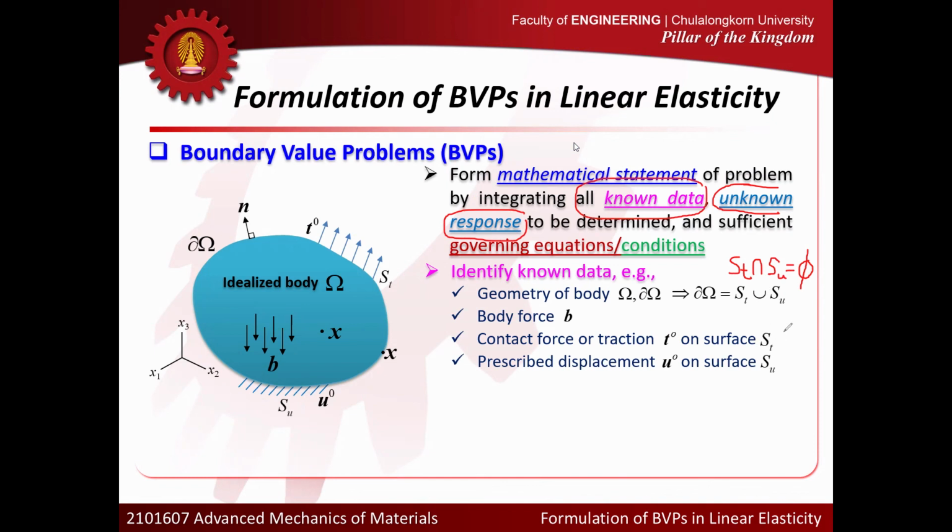The two surfaces here cannot have a common point. Or you can say that the intersection between the two sets has to be the empty set. What do I mean by that? If you pick one point on the boundary, you know the traction or you know the displacement, but you cannot know both of them at the same time, right? You cannot know the displacement and the traction at the same point in the same direction at the same time. If you know one, the other one is unknown.